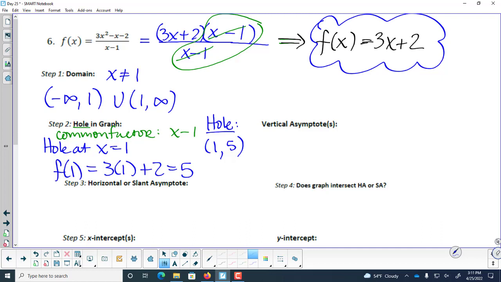Okay? What is this function if I graphed it right now? It's a line. It's not even a rational function. So it isn't going to have a vertical asymptote because it's not a rational function. Okay? So that's the tricky part. It is a line, but it does have a hole in the graph. So this rational function, its graph is a line with a hole in it. Okay?